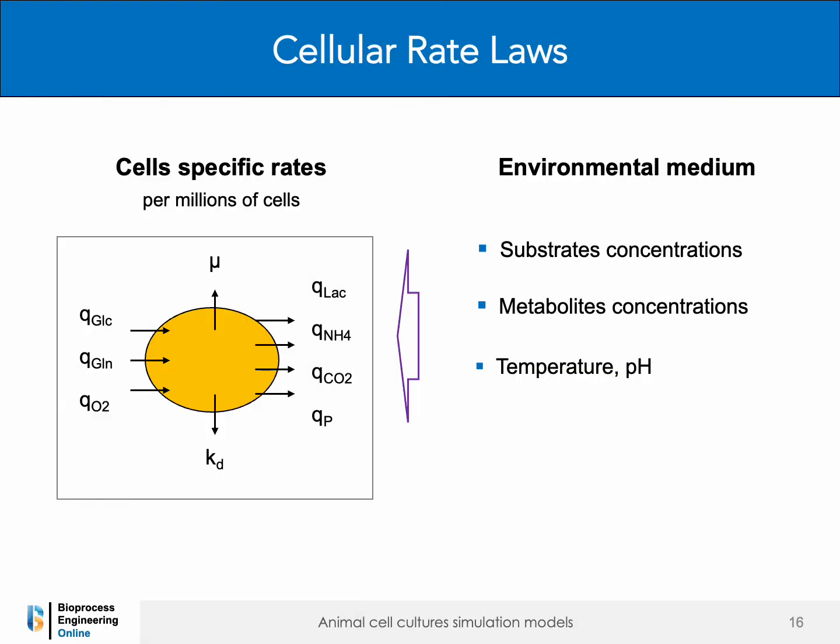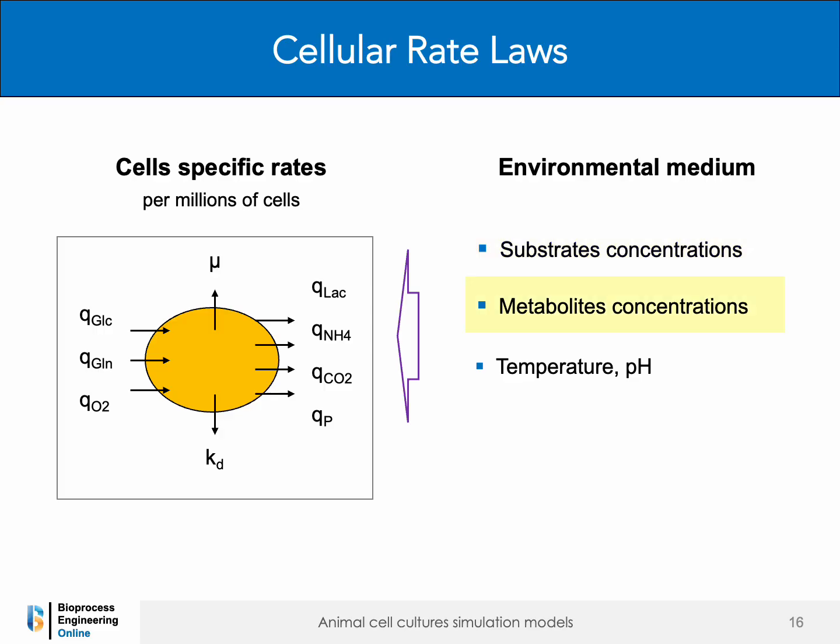The specific cellular rates are not constant. They depend on the local environment experienced by the cells, which changes continuously throughout the culture. The first group of influencing factors is the availability of nutrients in the culture medium. These include glucose, glutamine, other amino acids, and dissolved oxygen. As these nutrients are consumed, their concentrations decrease, affecting cellular metabolism and growth.